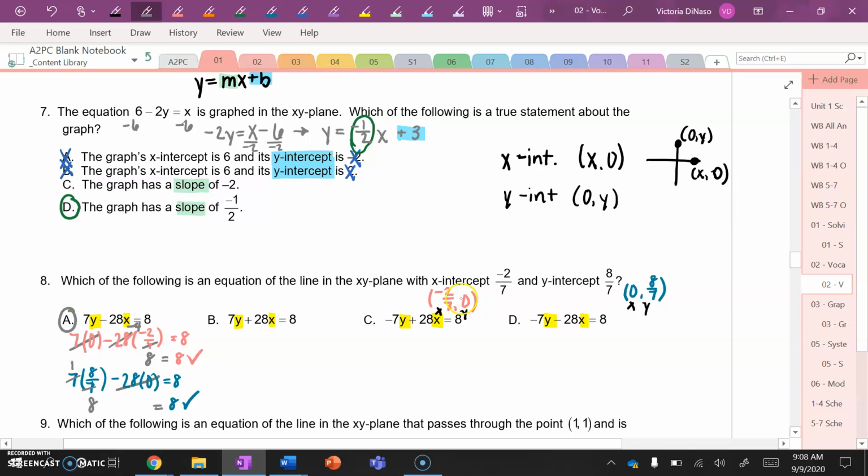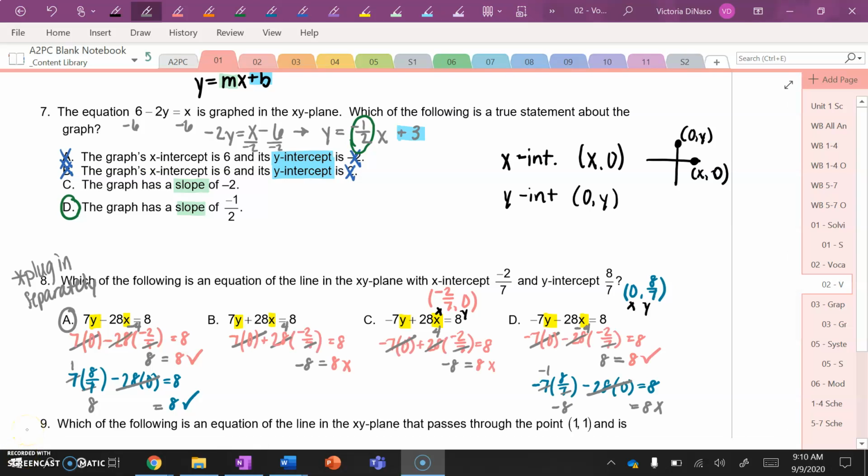Please make sure that you are plugging these separate coordinates in, because a common mistake is to write it as negative 2/7 comma 8 over 7 and then plug them in at the same time. None of these will get you the right answer if you do that. So the x-intercept is one ordered pair, the y-intercept is a second ordered pair. Go ahead and try out B, C, and D just to make sure. You'll see that A is the correct answer.